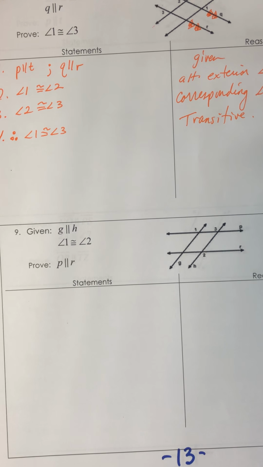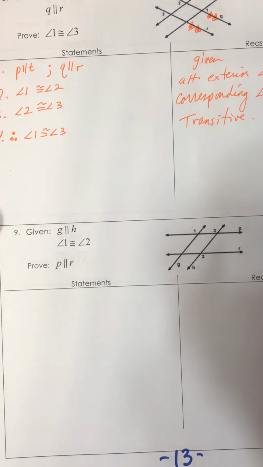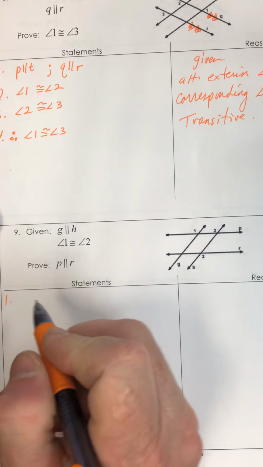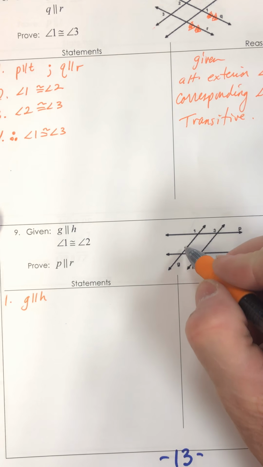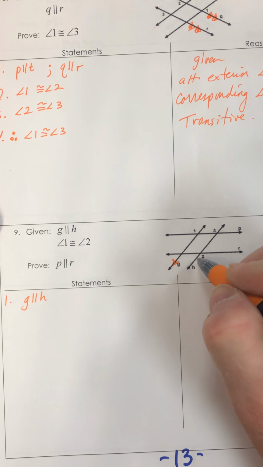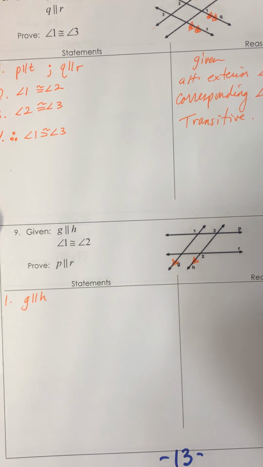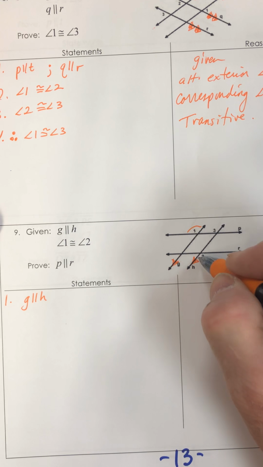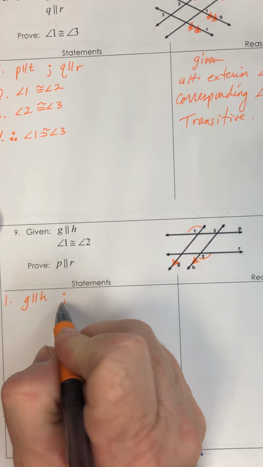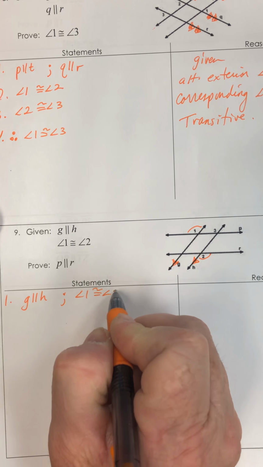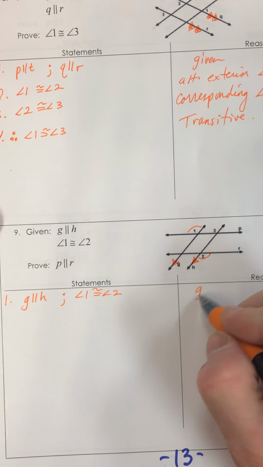All right, let's go to the next one. We're given that G, let's write it in, G is parallel to H. So let's mark it. G and H. And angle 1 is congruent to angle 2, it says here. So let's write that down too. Angle 1 is congruent to angle 2. So that's all given.